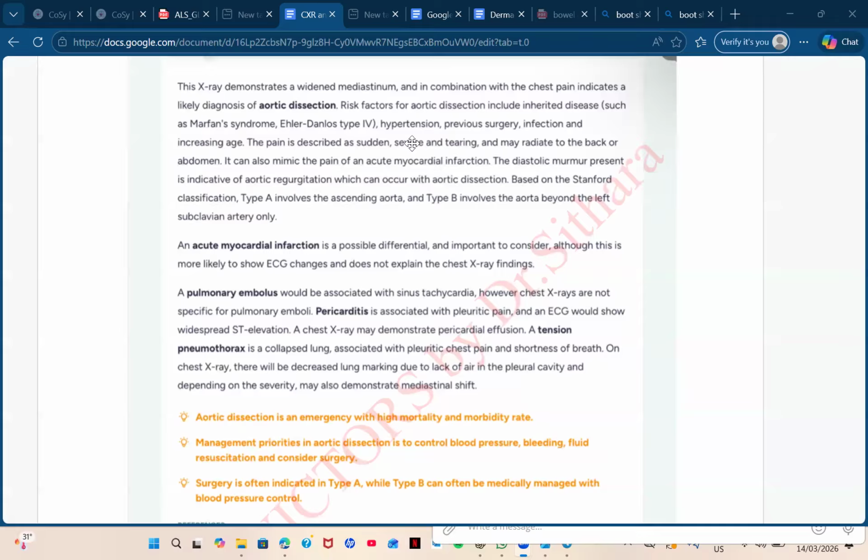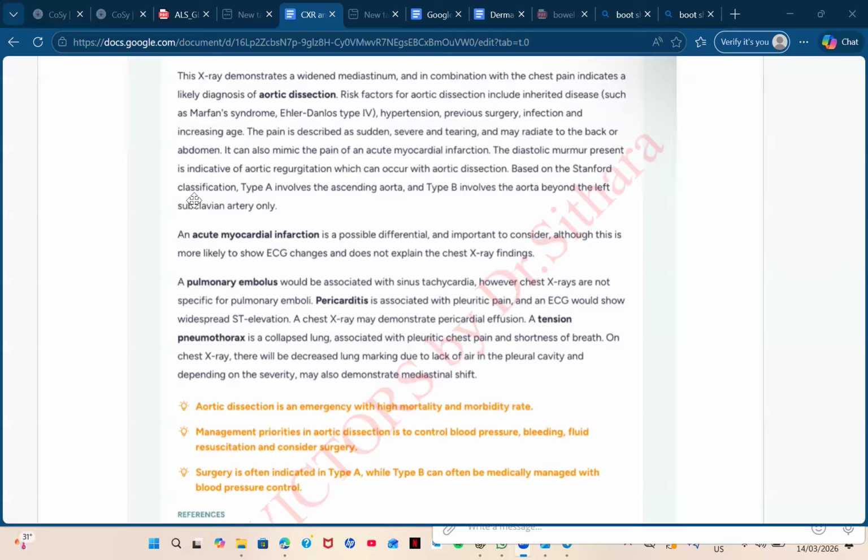The pain is described as sudden, severe, and tearing, and may radiate to the back or abdomen. It can also mimic the pain of acute myocardial infarction. The diastolic murmur present is indicative of aortic regurgitation, which can occur with aortic dissection. Based on the Stanford classification, type A involves the ascending aorta and type B involves the aorta beyond the left subclavian artery.